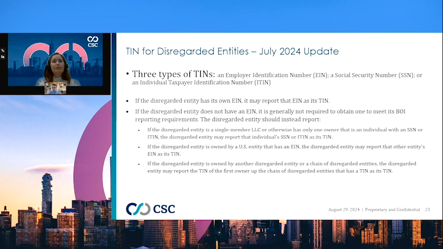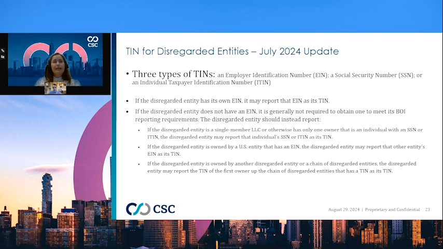Often, a disregarded entity will not have its own EIN, but if a disregarded entity does happen to have an EIN, you can report that number. The key thing to know is that a disregarded entity that does not have an EIN is generally not required to obtain one just to meet its BOI filing requirements.